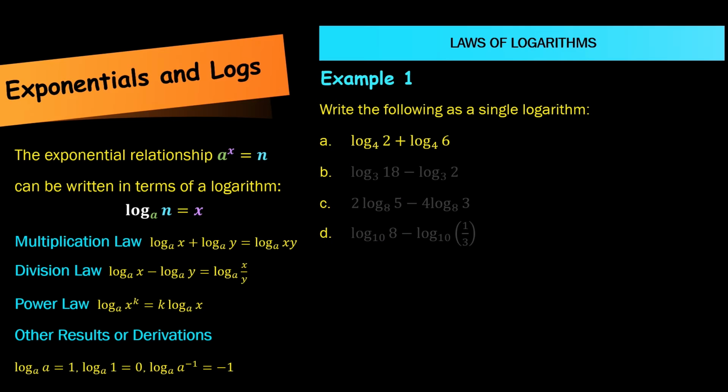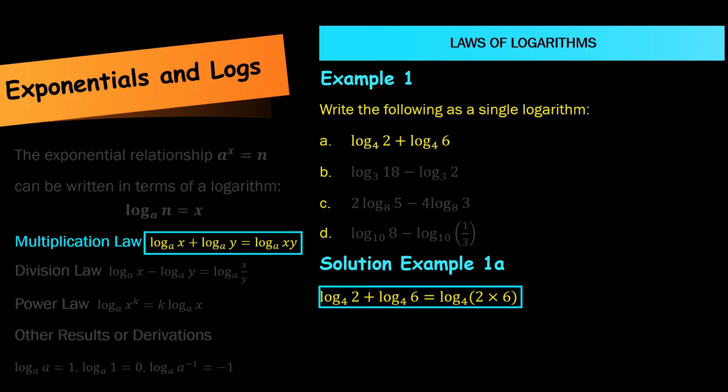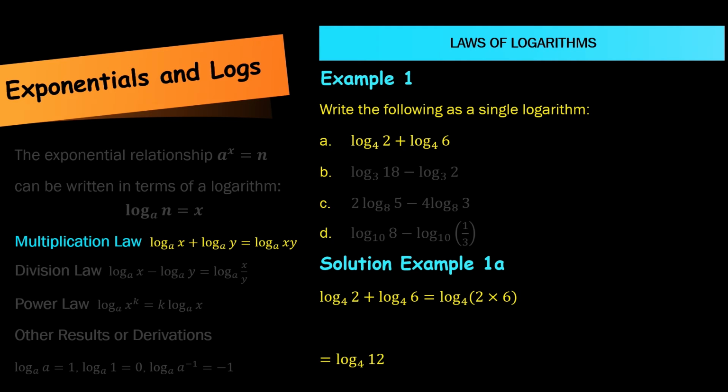So let's solve example 1 part A. We are required to express log 2 base 4 plus log 6 base 4 as a single logarithm. So let's solve this. We are going to begin by using the multiplication law, since we're using the same bases and we're adding. Log 2 base 4 plus log 6 base 4 equals log 2 times 6 base 4, which equals log 12 base 4.